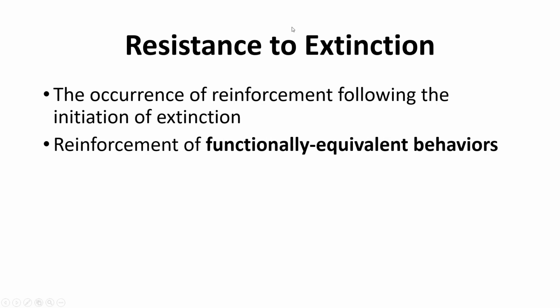Other things affect resistance to extinction. One we've already talked a little bit about, and that is the occurrence of reinforcement at any point following the initiation of extinction. If you're trying to extinguish a behavior, you want to make sure that no reinforcement is given after the point you start the extinction. Even a single trial where they get reinforcement can throw off the whole extinction process. It's really important that there isn't any reoccurrence of reinforcement once the extinction has started. Otherwise, they'll just relearn the behavior and go back to responding normally.